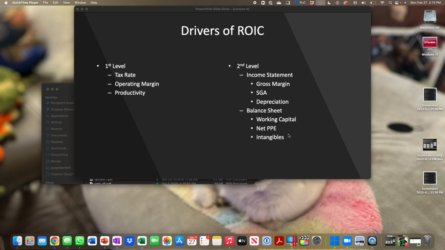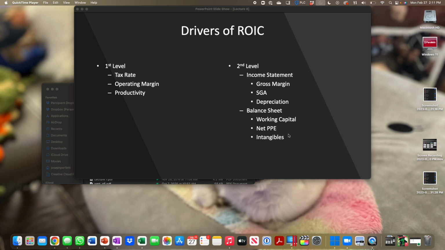So then we're going to have what we're going to call the second level drivers. These are the top level drivers, or what we're going to call the first level drivers. All right. Second level drivers is what drove operating margin from the income statement. So on an income statement, three things drive operating margin. One is your gross margin, it's percentage of sales. Two is your overhead or SG&A as a percentage of sales. And three is your depreciation spending as a percentage of sales. Gross margin minus SG&A minus depreciation equals operating margin. So those are the three things on the income statement that will explain the operating margin.